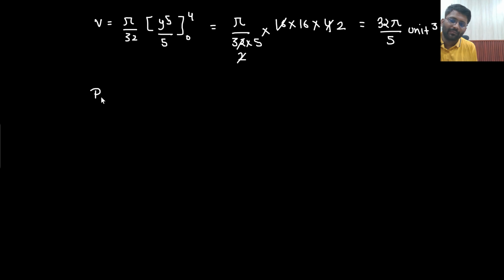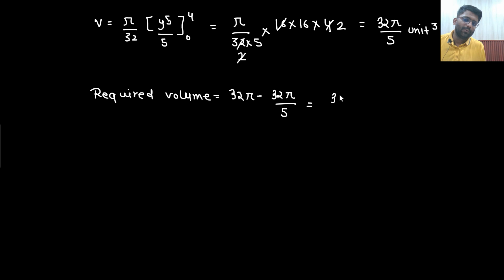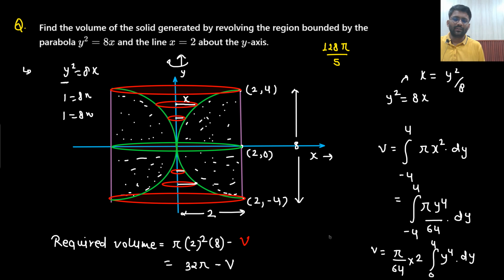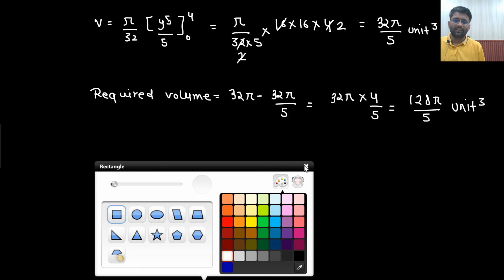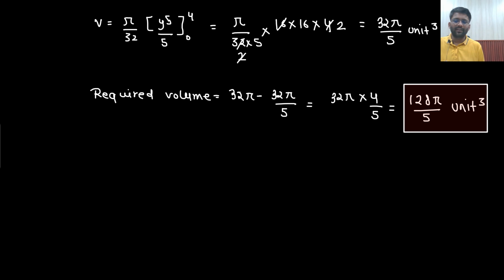So what will be the required volume? The required volume will be 32 pi minus 32 pi by 5. So what will be the answer? 32 pi into 4 by 5. This is how the answer would be written. 32 into 4 is 128 pi by 5 unit cube. That's the answer. Understandable?